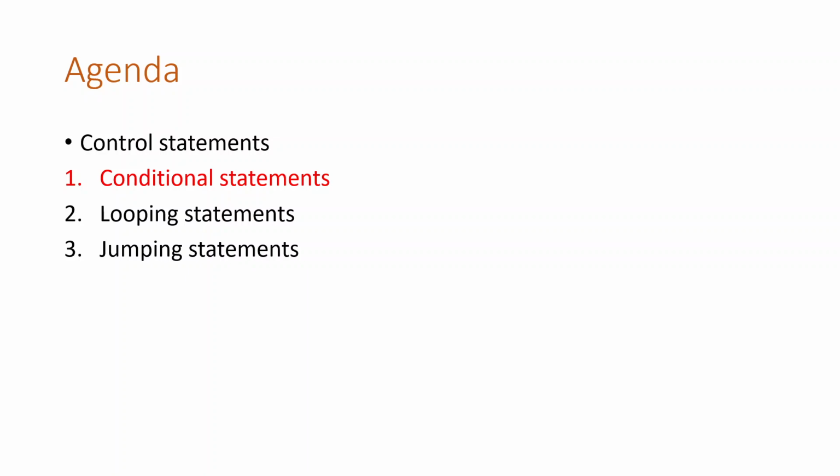In today's video, we'll be seeing control statements of JavaScript. There are three types of control statements available in JavaScript. First, conditional statements. Second, looping statements. And third, jumping statements. We'll see them one by one. But before that, let us understand what control statements are.